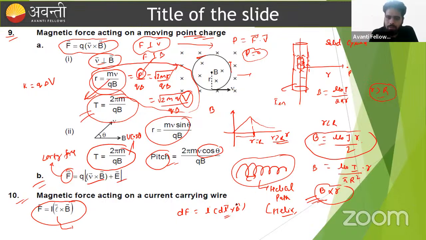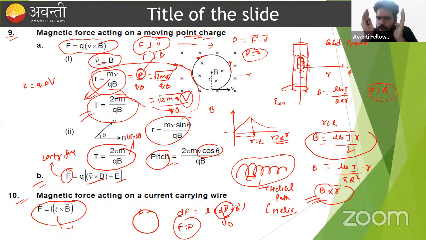Because this is a vector quantity, if we form a closed coil, then what is the value of the dl vector sum? If we form a coil, then the initial and final points will become the same. Then the dl sum will become 0. Then the force value will become 0. So we can say if a closed coil loop is present in a uniform magnetic field, then the value of force is 0.